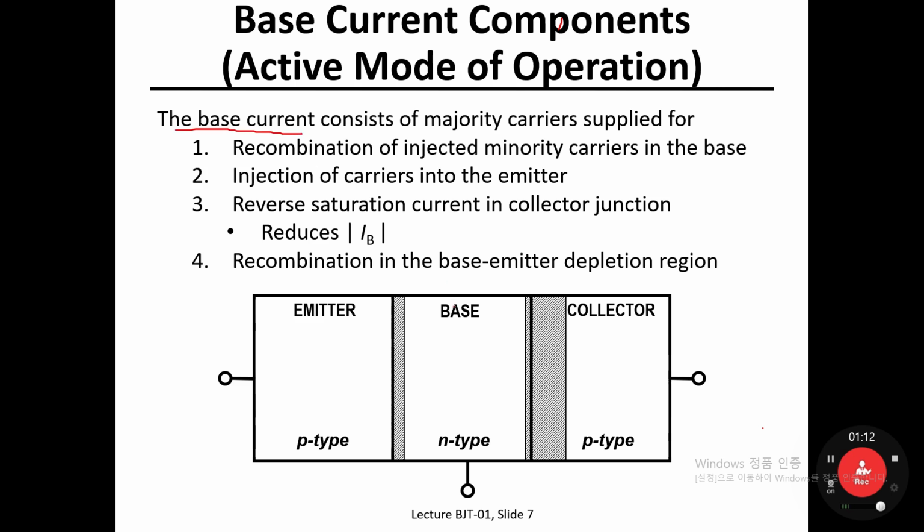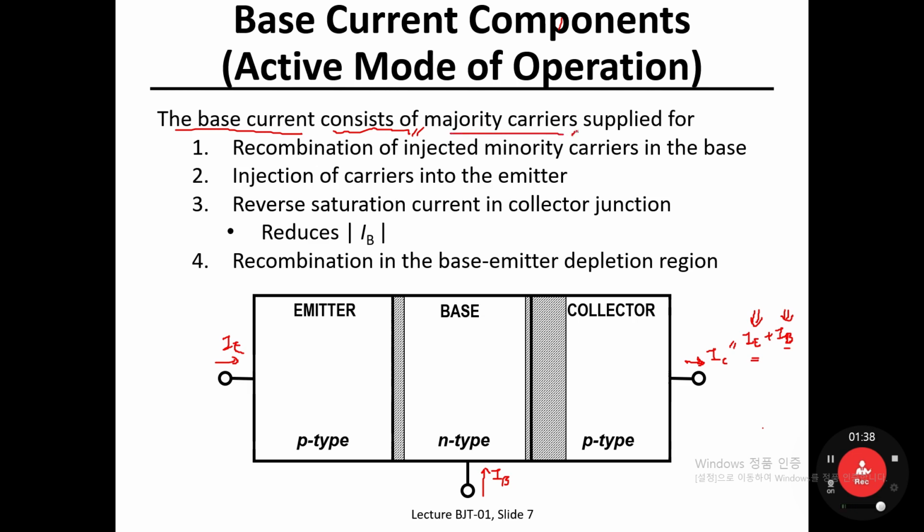The base current is definitely this, right? IB, emitter current, and collector current. So IE is IC plus IB. Previously we learned the emitter current, but now it's time to learn the base current. So the base current consists of what?